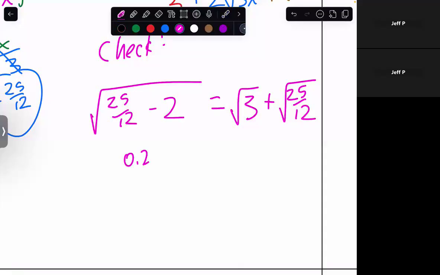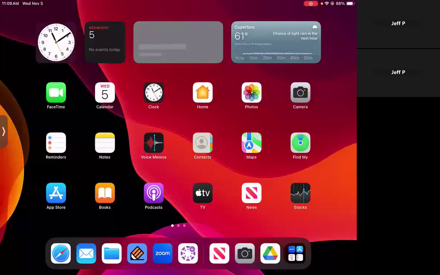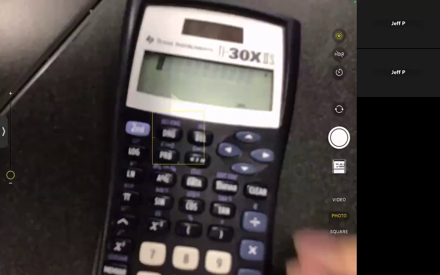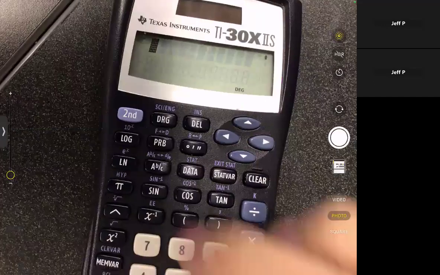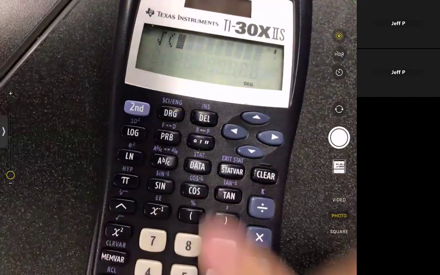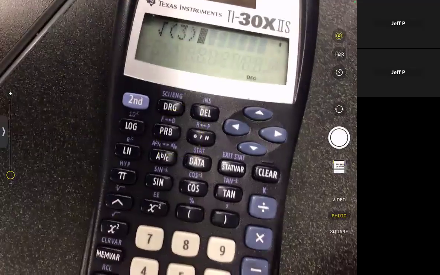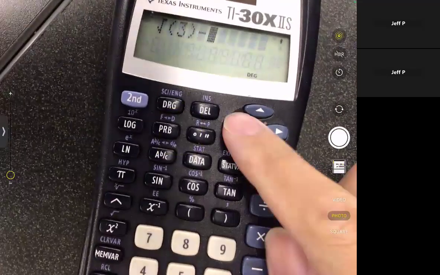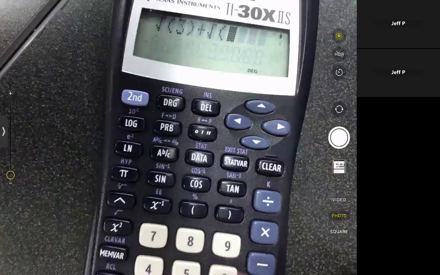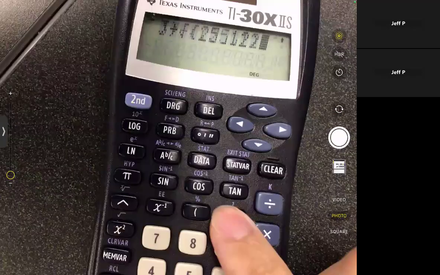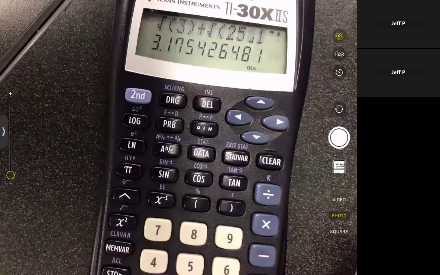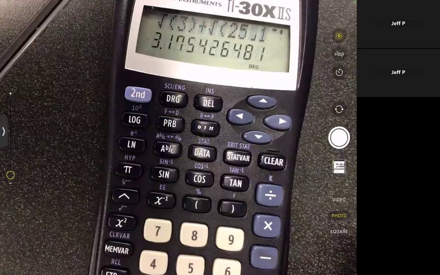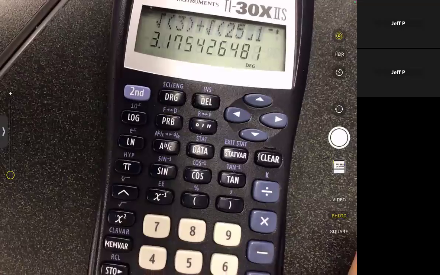Okay, and then now I'll type the right side into my calculator. Okay, so radical 3 plus radical 25/12. Right, radical 3, close that parentheses, and then plus another radical, radical 25/12. Okay, so it is not the same number, right? 3.18 or so.